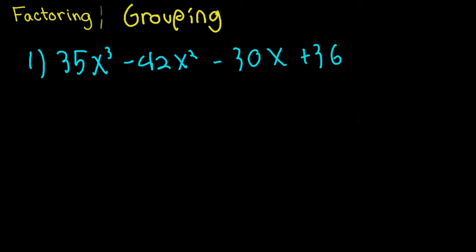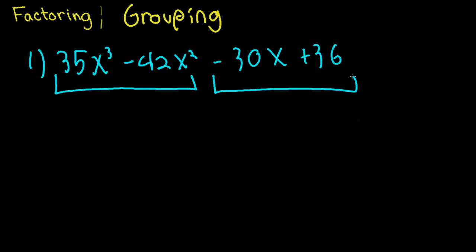Okay, so now we can start the factor by grouping process. What we mean when we group is we're going to take 2 terms and factor each one of those. We're going to find a GCF in each of these pairs of terms. So we're going to start with 35x cubed minus 42x squared.